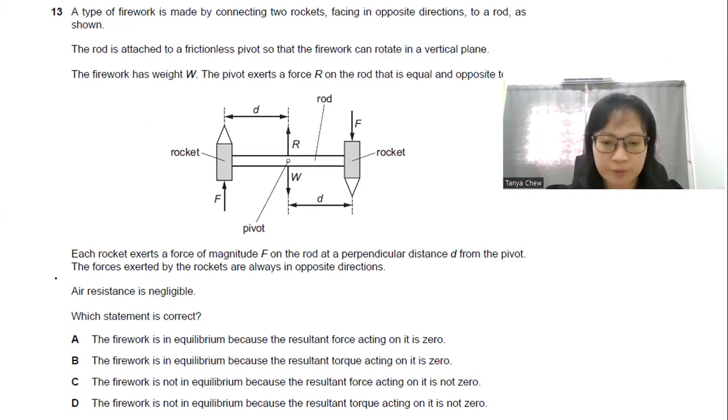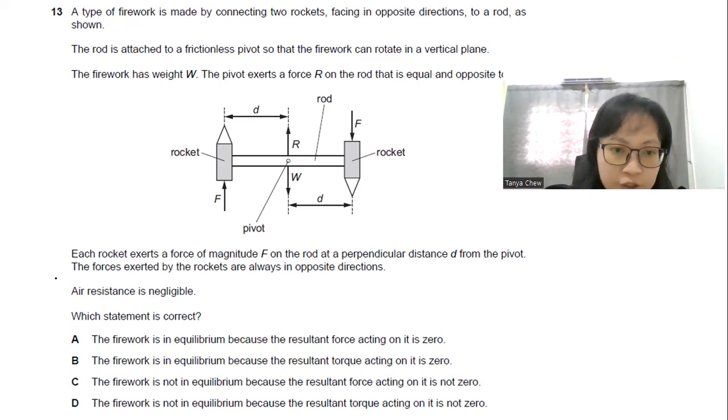The next one, question number 13. A type of firework is made by connecting two rockets facing in opposite directions to a rod as shown. The rod is attached to a frictionless pivot so that the firework can rotate in a vertical plane. The firework has weight W. The pivot exerts a force R on the rod that is equal and opposite to W.